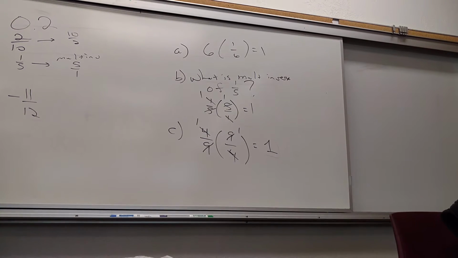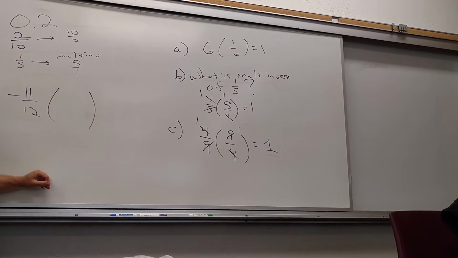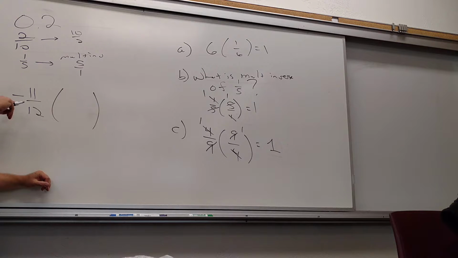Don't overthink it. A multiplicative inverse just means take what it is and flip it. Did I say a word about the sign? No. So ignore the sign. Well, don't change the sign is really the thing. Oh. Well, if you flip negative 11 twelfths, you get negative 12 over 11.